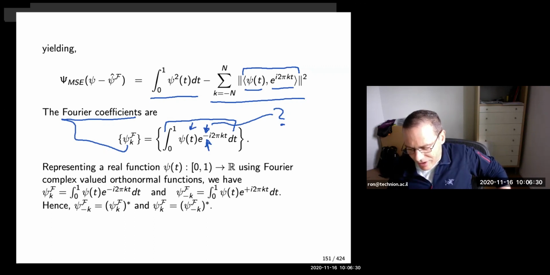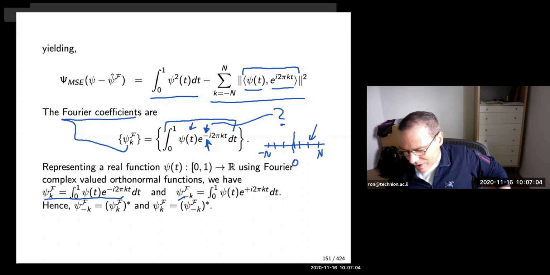Okay, so representing a function using the Fourier complex values, we have the coefficients. If k goes, for example, from zero to n, and these are my n's, going from minus n to n, then I can ask the question: what would be the relation between the function represented by this coefficient and the coefficient represented by the function that belongs to minus k, okay?